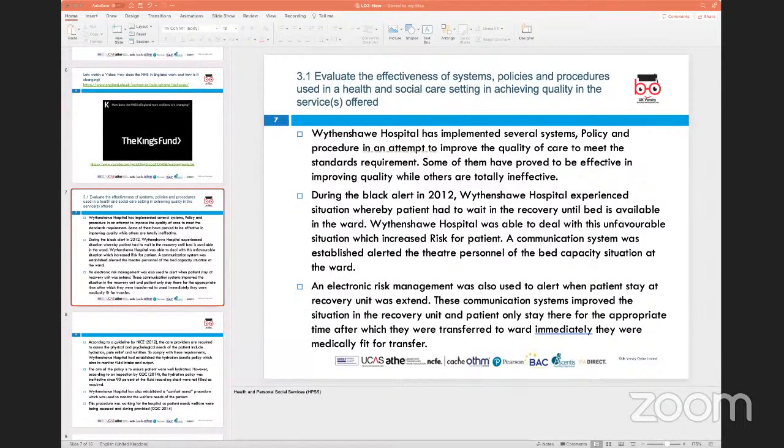Now, there was a blackout alert in 2012 when the hospital experienced a situation wherein the patients had to wait in recovery until beds were made available. That means there was a shortage of beds.